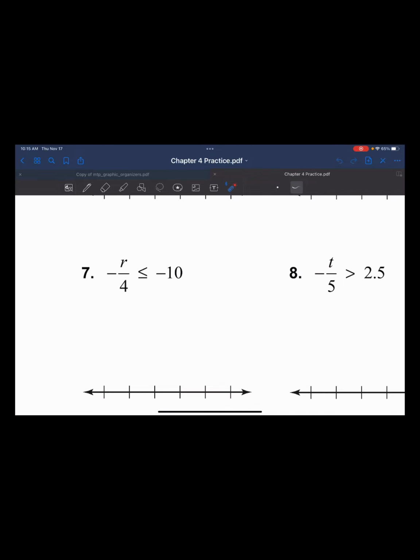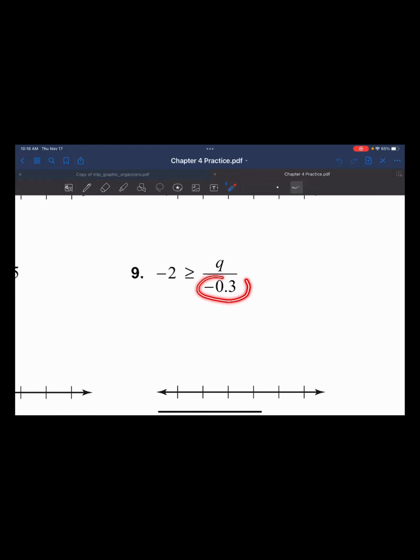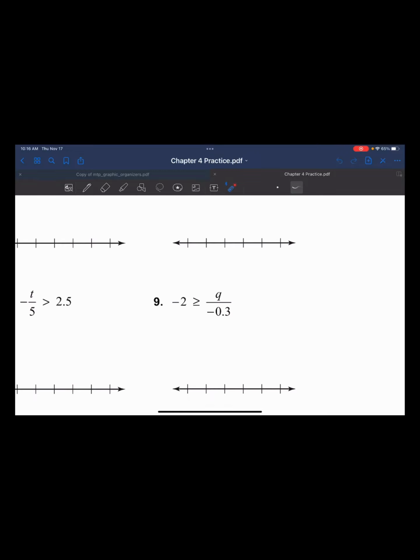Now 7 is another one that's tricky. This is saying negative r over 4. Give your negative to the 4. If I give the negative to the 4, then I'm going to have to multiply each side by negative 4, which is going to cause the sign to flip. Same thing on 8. Give that negative to the 5, and then it'll cause your sign to flip. Number 9, I'm going to have to get rid of this negative 0.3 away from my variable. That's going to cause the sign to flip.